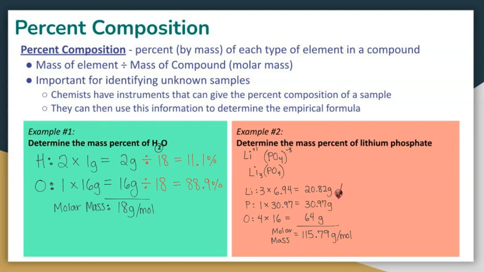I'm going to put a big division sign here, divided by 115.79. And then we will get each of our individual mass percentages, and we'll write them over here. So 20.82 divided by 115.79, I got 0.1798, so that'll be 17.98%. 30.97 divided by 115.79 and times 100 to get it to a percent would be 26.75.